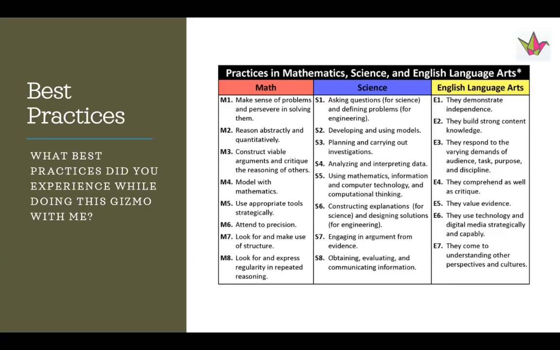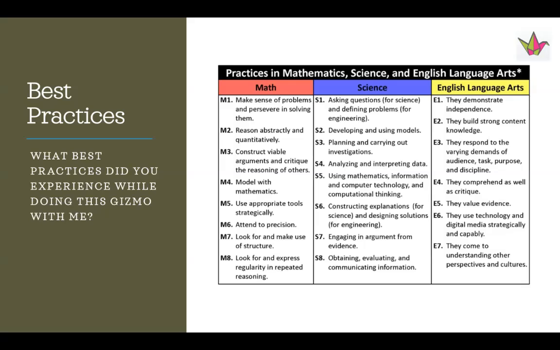So hopefully you came up with some of the ones that we all kind of see. We used mathematics, information and computer technology, and computational thinking. We constructed explanations for science and designed solutions. We were able to, S8, obtain, evaluate, and communicate our information. If we look at some of the math, we were able to, M1, make sense of problems and try to solve them. We were able to use appropriate tools, M5. We were able to look for and make use of some structure, which is great.